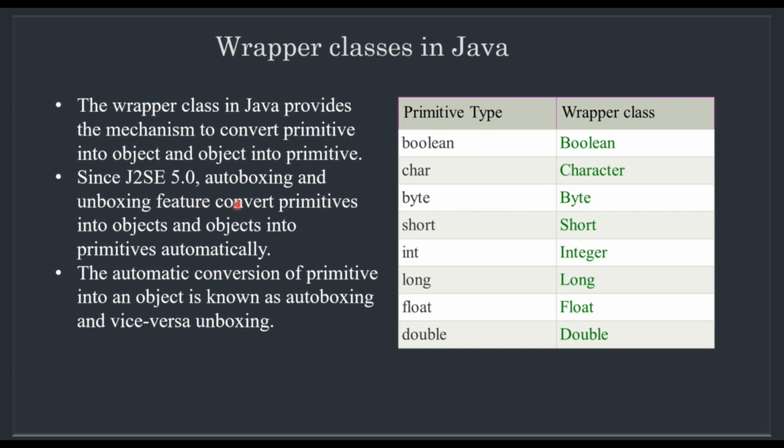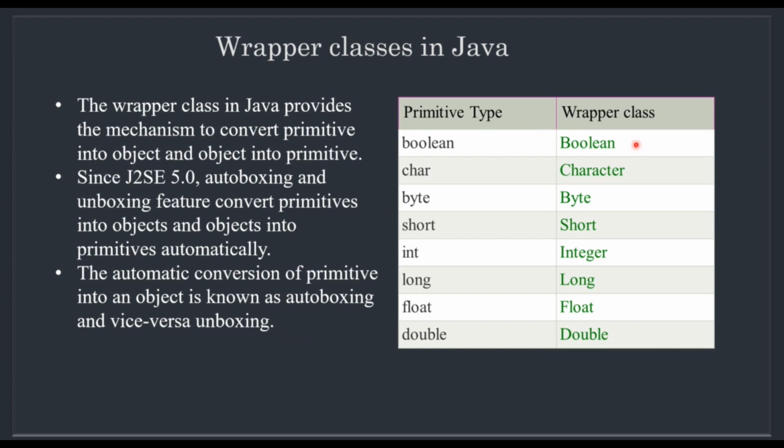Since Java 5, the autoboxing and unboxing features convert primitive into object and object into primitive automatically. Before that, we were writing methods to convert, but after version 5, it converts automatically. The automatic conversion of primitive into an object is known as autoboxing, and vice versa is known as unboxing.